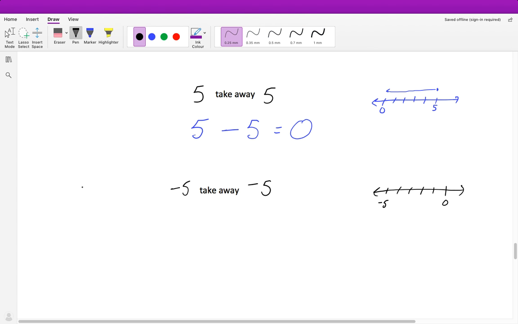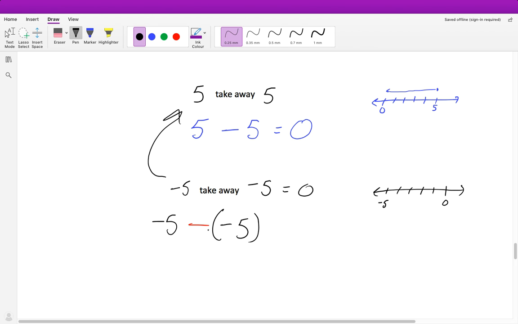All right, now, what if I tell you, though, negative 5 take away negative 5? Based on what I was just saying here, we know that if we're taking away the exact same amount that we have, we need to end up at 0. This is going to be equal to 0. So now this becomes minus 5. Take away we know is subtract. And we're taking away another minus 5.